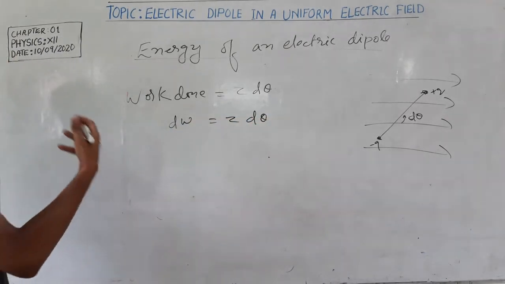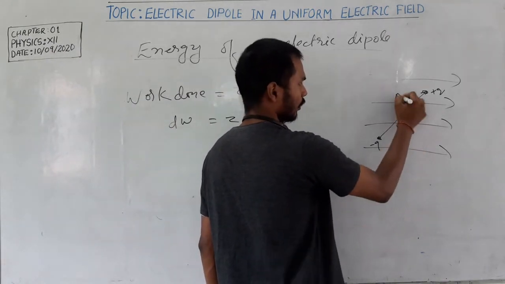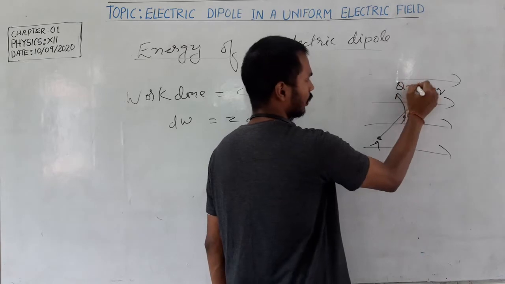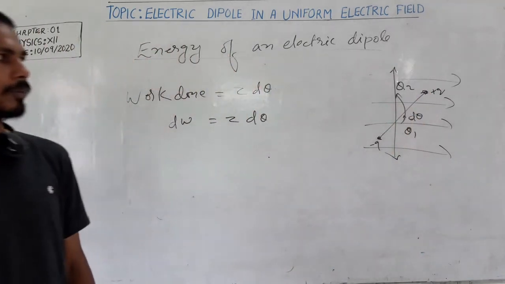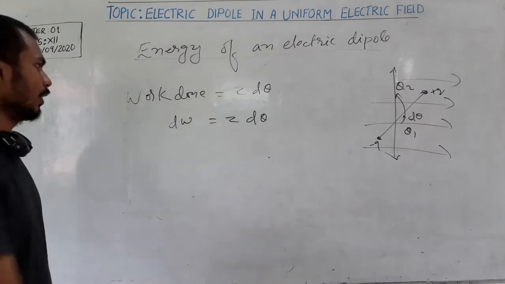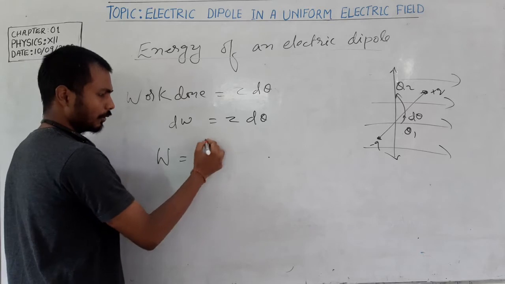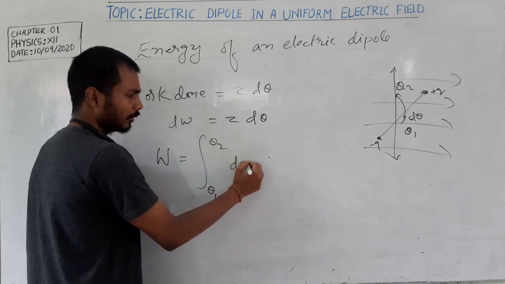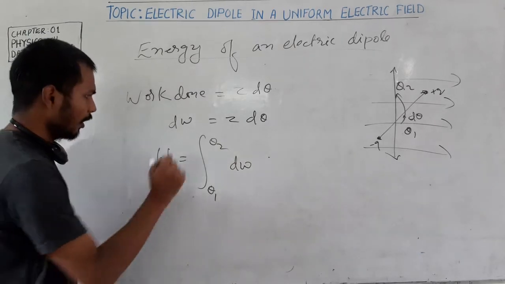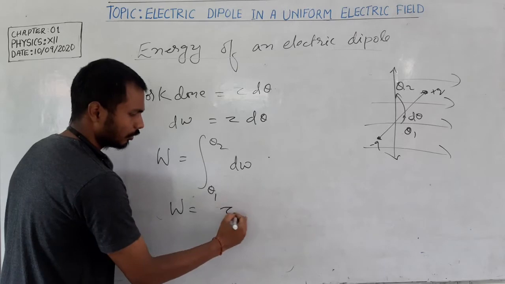Now what if the dipole is rotated from theta 1 to theta 2? What is the total work done? So total work done, we can write W is equal to the integration from theta 1 to theta 2 of this small work done, that is dW. Got my point? Now we can write W is equal to integration of dW, and dW is torque d theta.